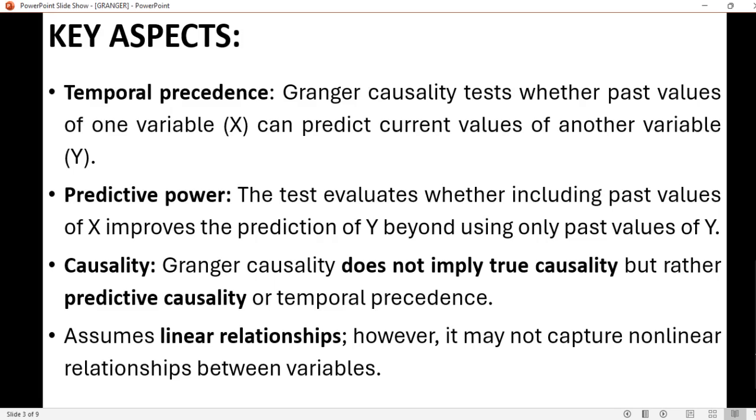There are some key aspects to know concerning Granger causality. First of all, when it comes to temporal precedence, Granger causality tests whether past values of one variable can predict current values of another variable. And when it comes to predictive power, the Granger causality test evaluates whether including past values of x improves the prediction of y beyond using only past values of y. And in terms of causality, the Granger causality does not imply true causality, but rather predictive causality or temporal precedence. And Granger causality assumes linear relationships. However, it may not capture non-linear relationships between variables.